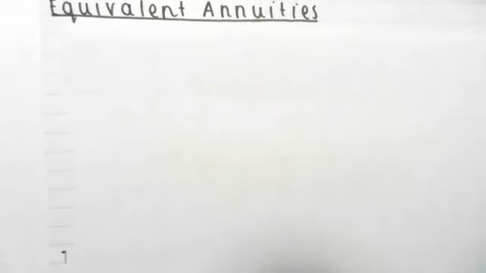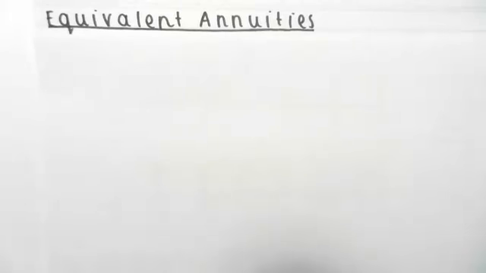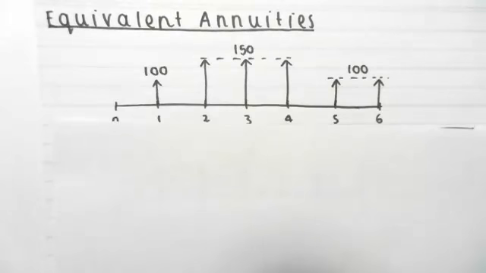So first up we're going to take a look at equivalent annuities. Equivalent annuities is a term we use to calculate when we have different cash flows. So we've got $100 in year 1, and then we've got $150 for the next 3 years, and then back to $100. So an equivalent annuity is an important concept which calculates, over these 6 years, what single, identical cash flow could we have in year 1, 2, 3, 4, 5, 6 that represents this pattern of cash flows.